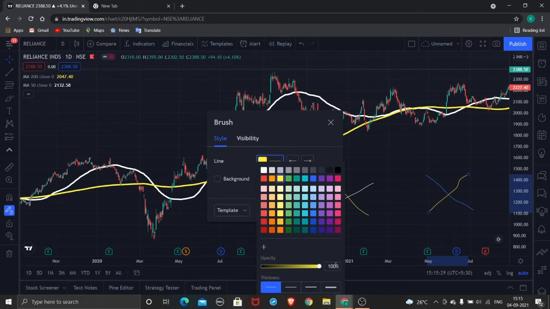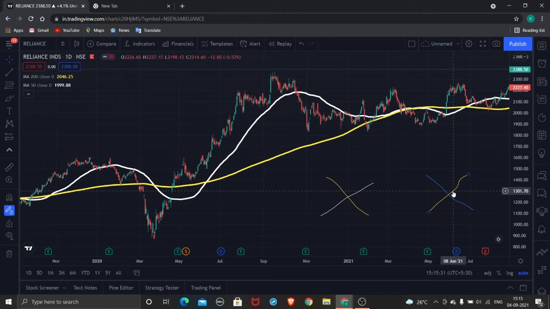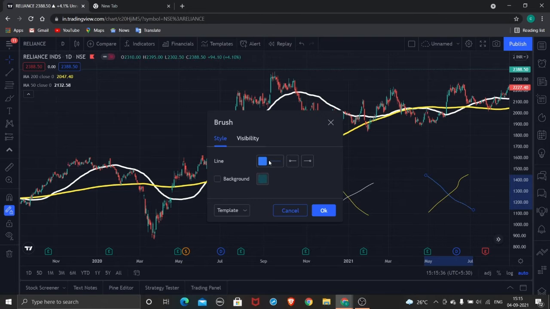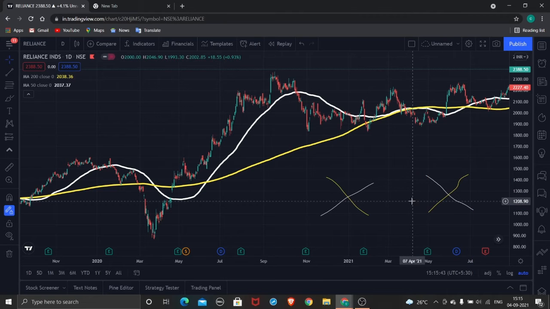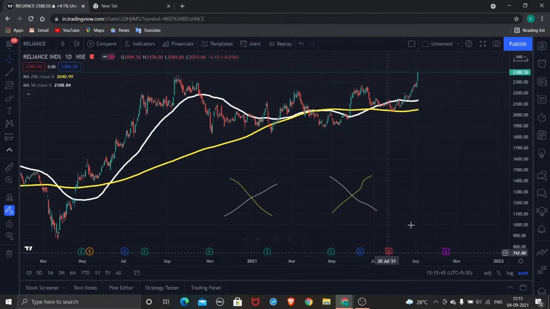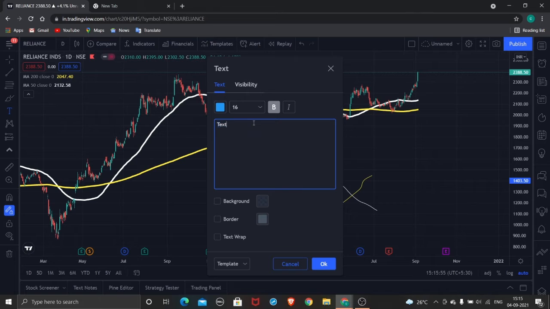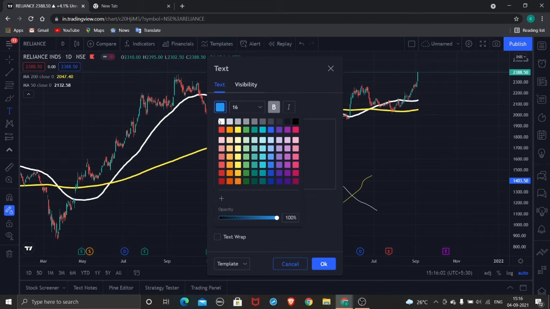I am assuming that you all are familiar with how to change the colors, and all those basic things which could be done on TradingView. Making it white. Okay, the setup is ready. If there are two moving averages, there are only two possibilities. Let me add a text here, selecting the text tool and adding a text.